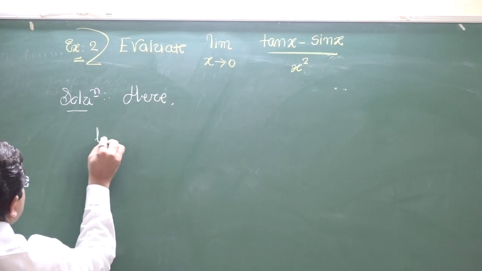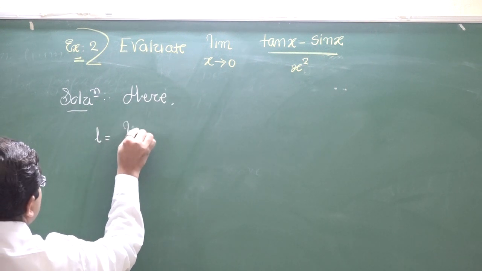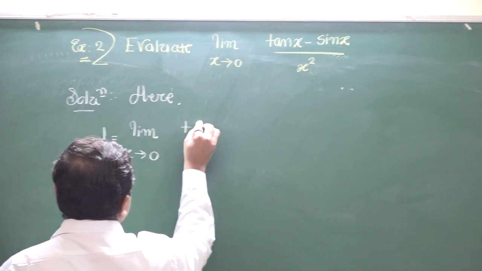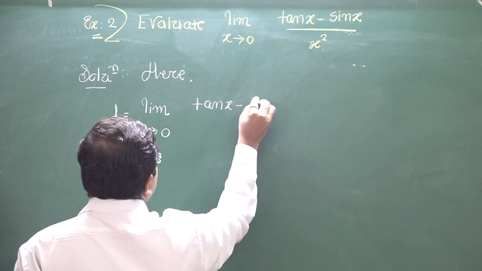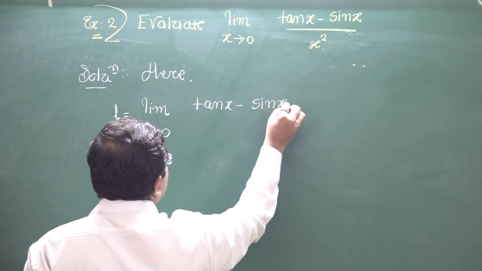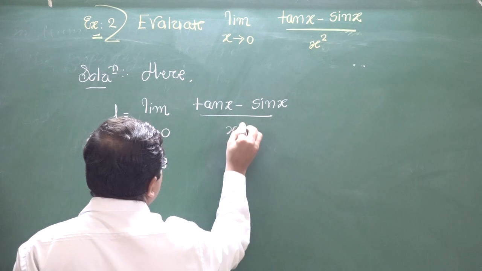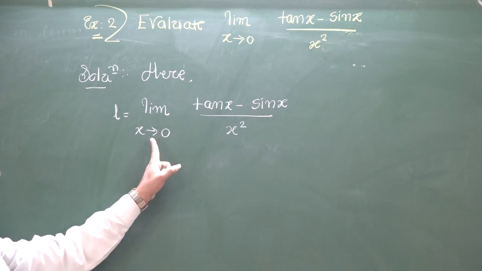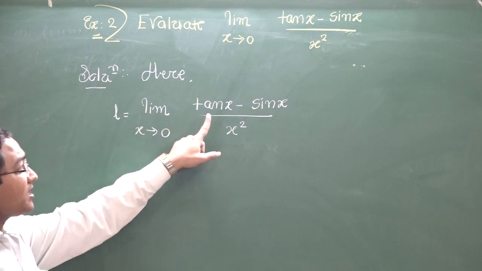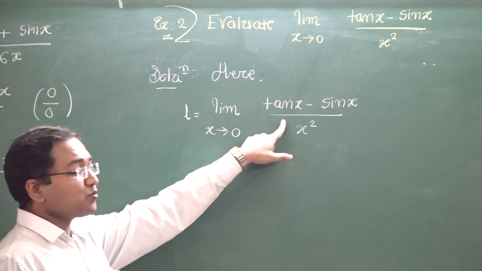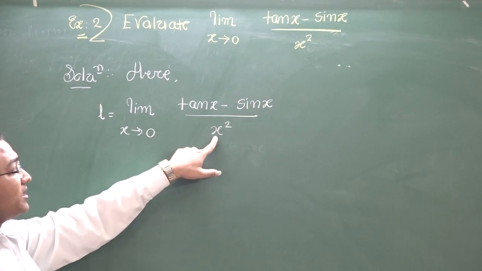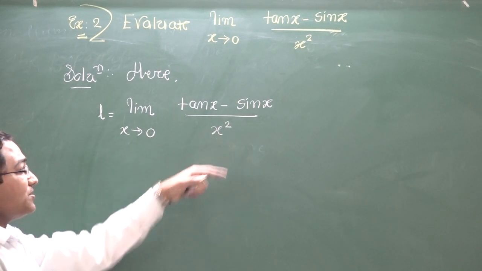L equal to limit x tends to 0, tan x minus sin x upon x square. So check by substituting x equal to 0 in the given function whether the answer is finite or not. Here first we substitute x equal to 0 in the denominator, answer will be 0.